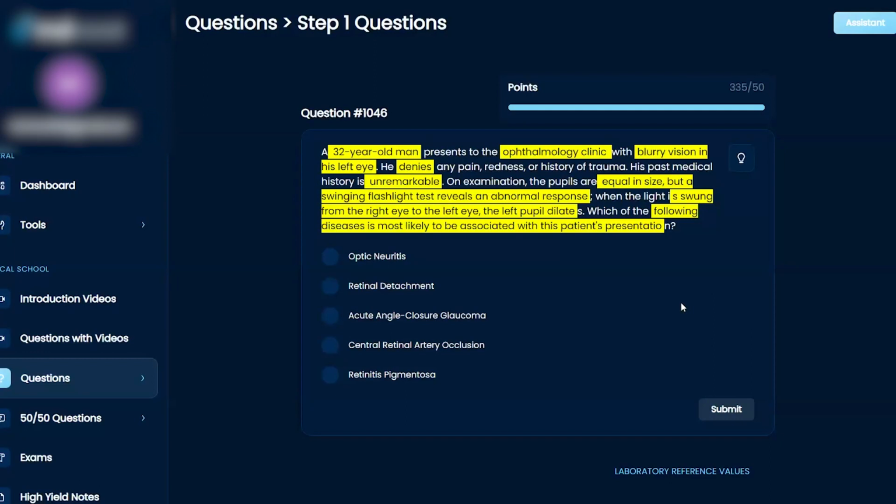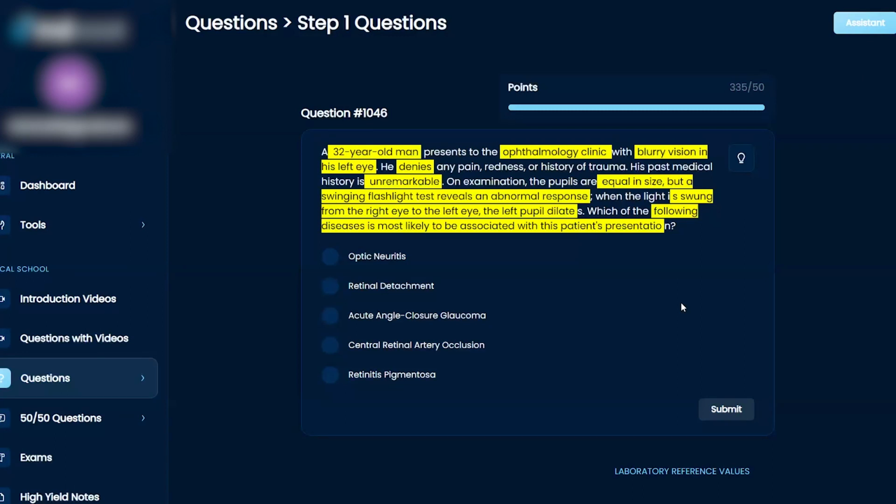So let's see the answer choices. I don't think it would be retinal detachment because of his lack of history of trauma. He also has no hypertension, or any history of diabetes or anything like that. So I would rule out central retinal artery occlusion.